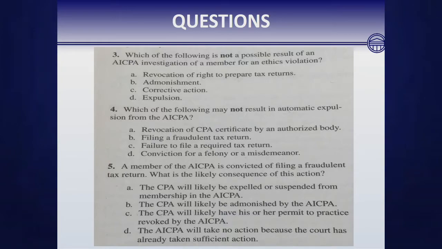Felony, yes. Misdemeanor, no. 5, a member of the AICPA is convicted of filing a fraudulent tax return. What is the likely consequence of this action? The likely consequence is that you're going to be expelled or suspended from membership in the AICPA.